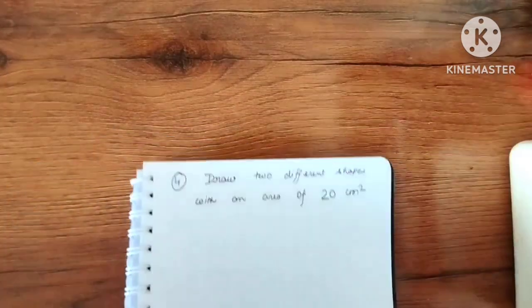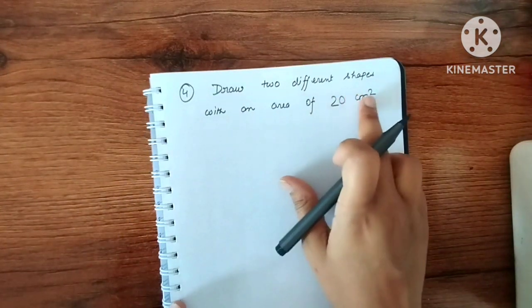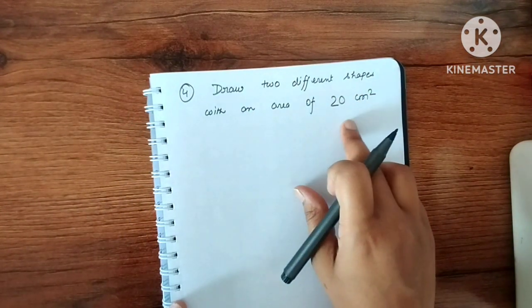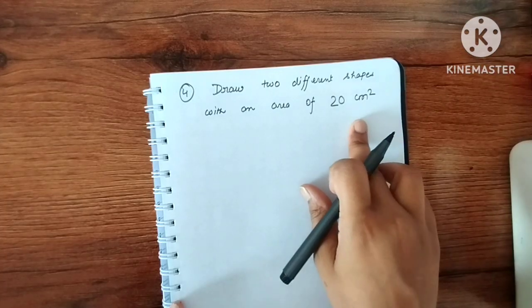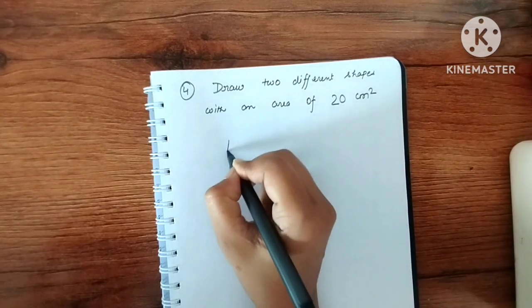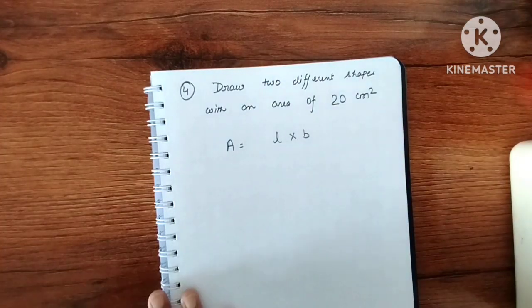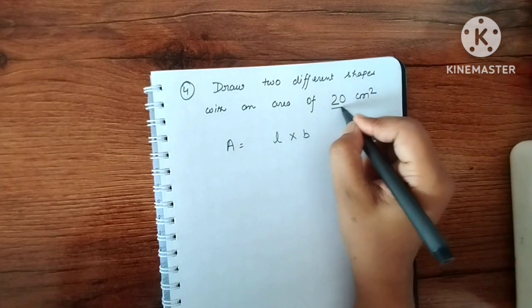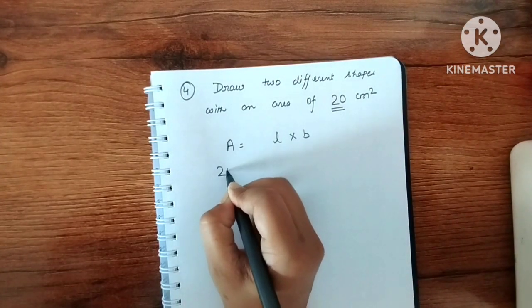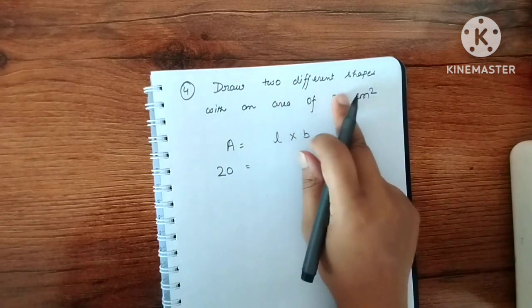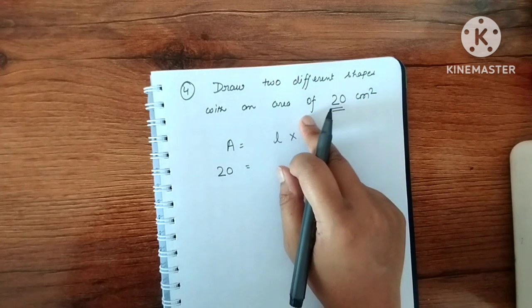Okay. Now the next question is saying, draw 2 different shapes with an area of 20 centimeters. What is the area? What was the formula for the area? L into B. Okay. Now the area is 20. Draw 2 different shapes with an area of 20 centimeters.